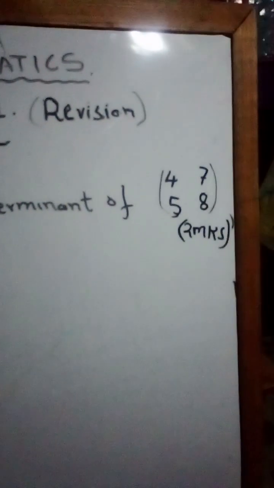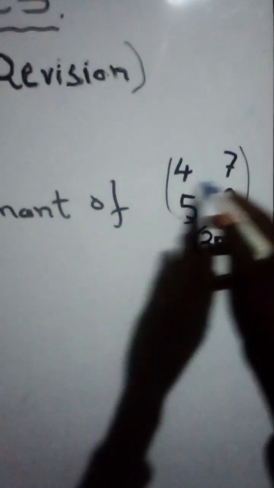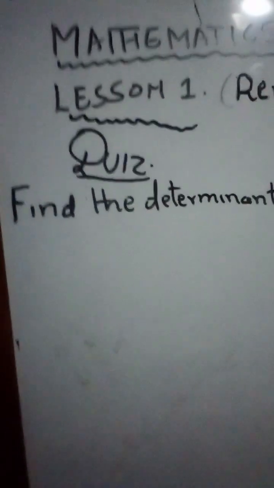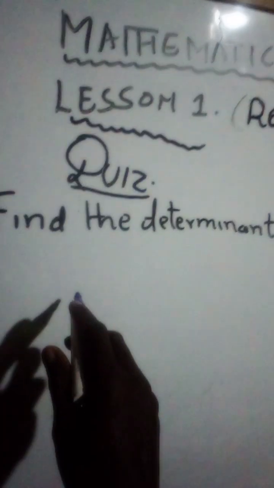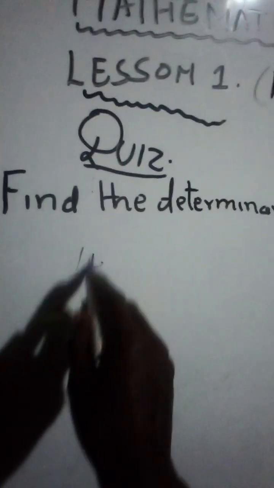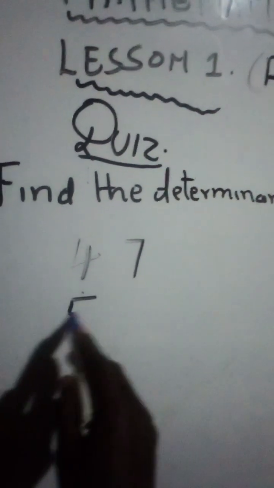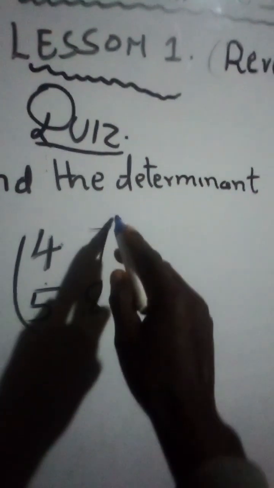A 2 by 2 matrix means it has 2 rows and 2 columns. For example, it has 2 rows and 2 columns. So before you find the determinant, the very important concept that you need to understand is, for example, we have that 2 by 2 matrix here, that is 4, 7, 5, 8. So we have that.